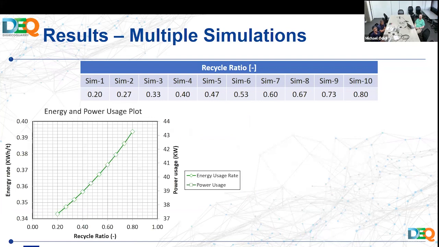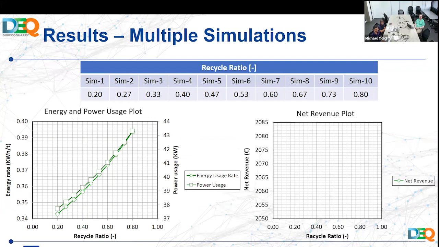So in this case, we see here that by recycling more of your material, you are making your crusher work a bit more. So you are going to be spending slightly more energy in terms of kilowatt hours per ton, as well as the power usage. We also were able to then generate a dummy revenue plot. So basically, this then tells you that, okay, increasing your recycle ratio, your net revenue is going to increase. But again, this is based on dummy data.